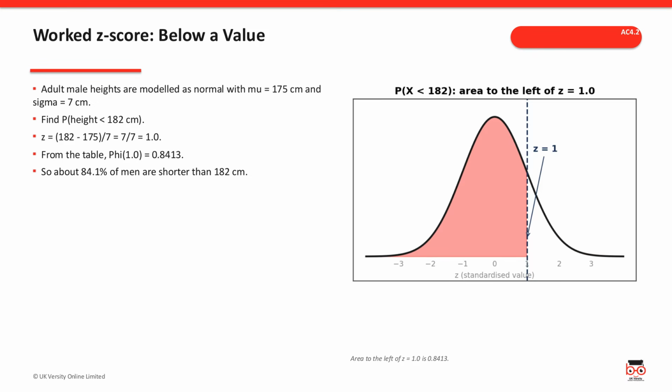Let's model adult male heights as normal with mu equals 175 centimeters and sigma equals 7 centimeters, and find the probability a man is shorter than 182 centimeters. We standardize: z equals 182 minus 175 over 7, that's 7 over 7, which is exactly 1.0. From the table, phi of 1.0 is 0.8413, so about 84.1% of men are shorter than 182 centimeters.